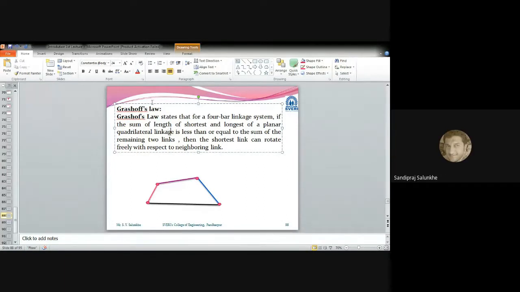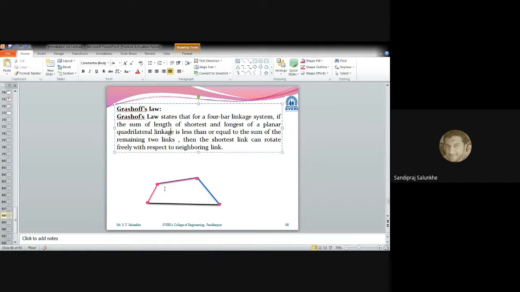Okay. So what Grashof's law is saying is that Grashof's law states that for a four bar linkage system, if the sum of the lengths of the shortest and longest of the planar quadrilateral linkages is less than or equal to the sum of the remaining two links, then the shortest link can rotate freely with respect to the neighboring links. Quadrilateral means we have these four links, and planar means the mechanism works in one plane only. Neighboring links means the remaining two neighboring links.